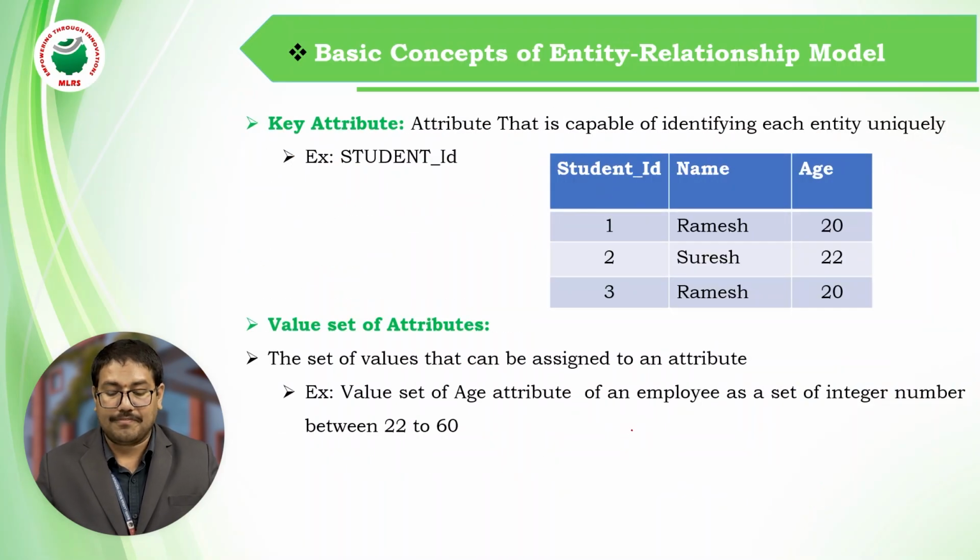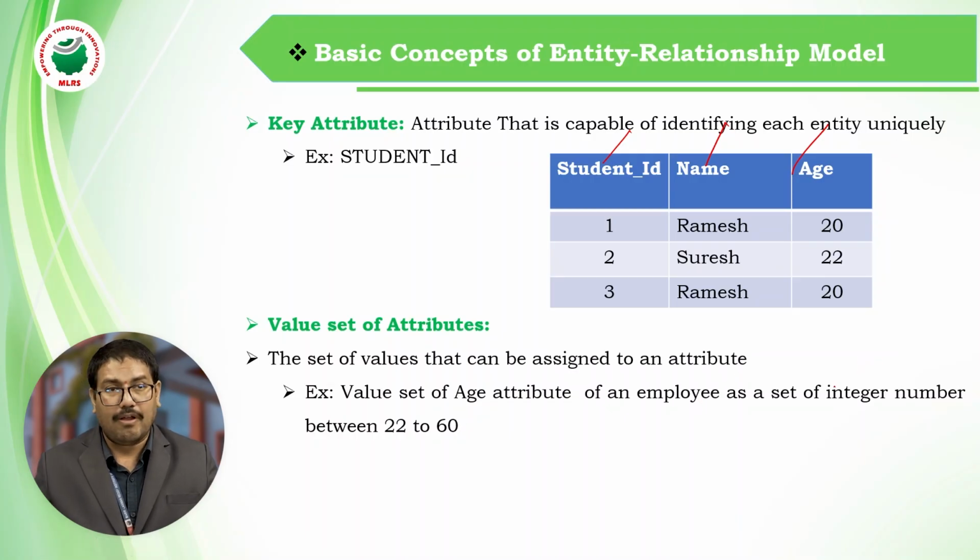Next we have key attributes. The next terminology is key attribute. If you observe this table, it has three different columns, and each column has different values. For example, column 1 is student ID having 1, 2, 3. The name attribute has Ramesh, Suresh, and Ramesh, and age is 20, 20, 20.